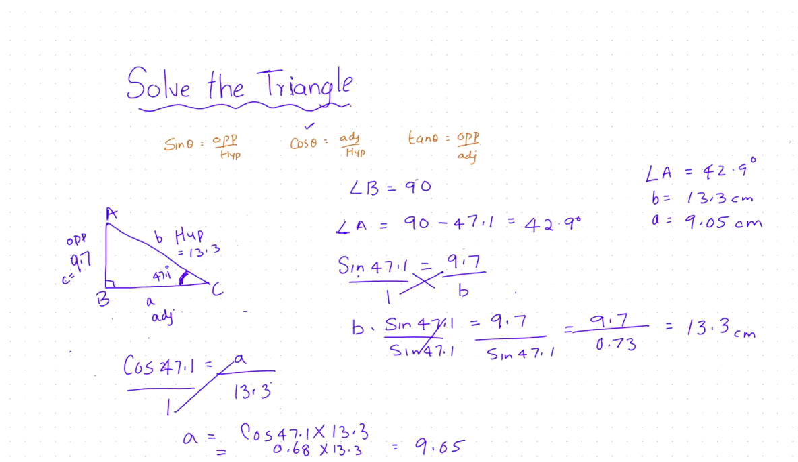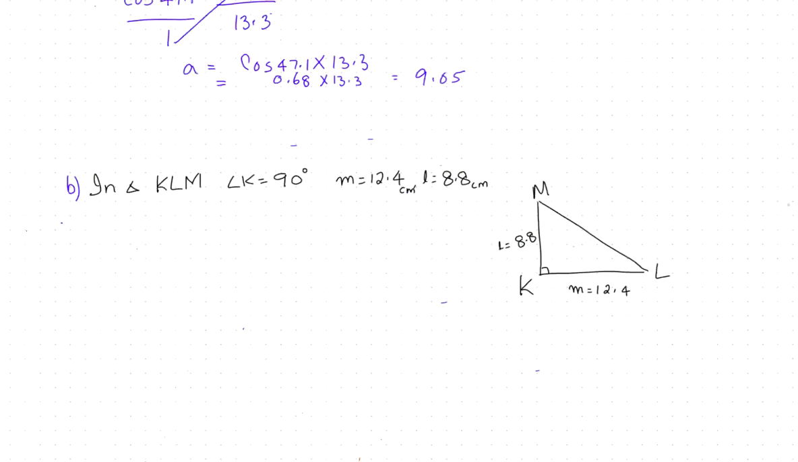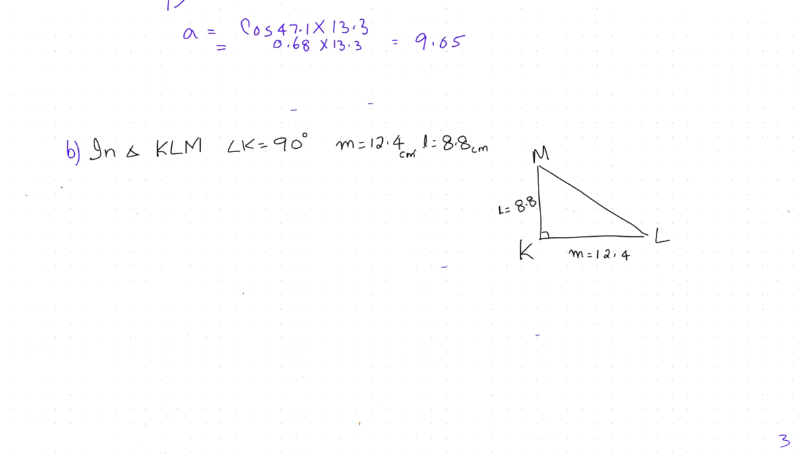Okay, we'll go to the next question. In triangle KLM, angle K is 90 degrees, and side M is 12.4 and side L is given 8.8. We have to find K side and the two angles. So angle M we have to find, angle L and side K.